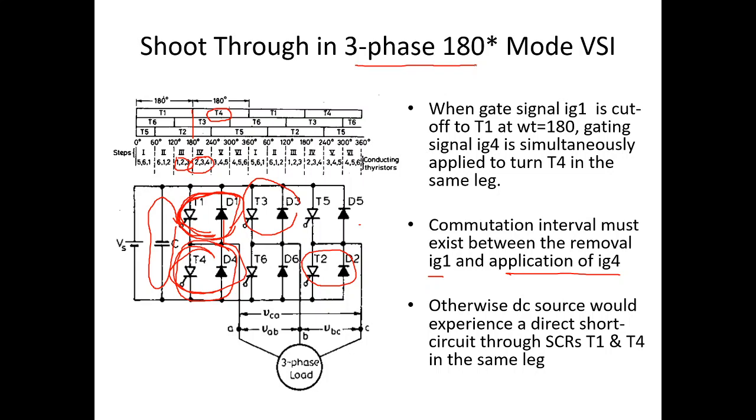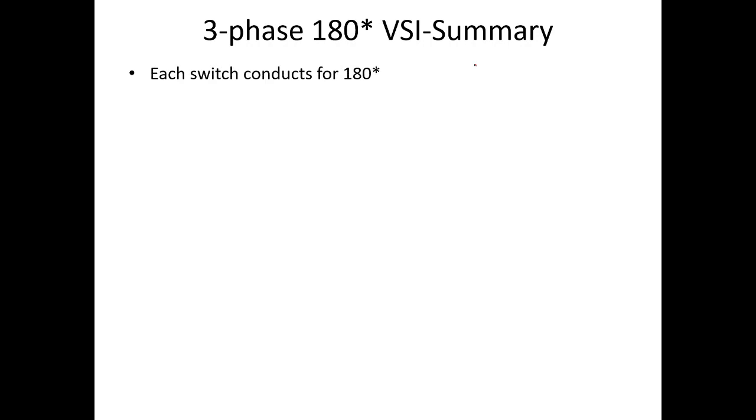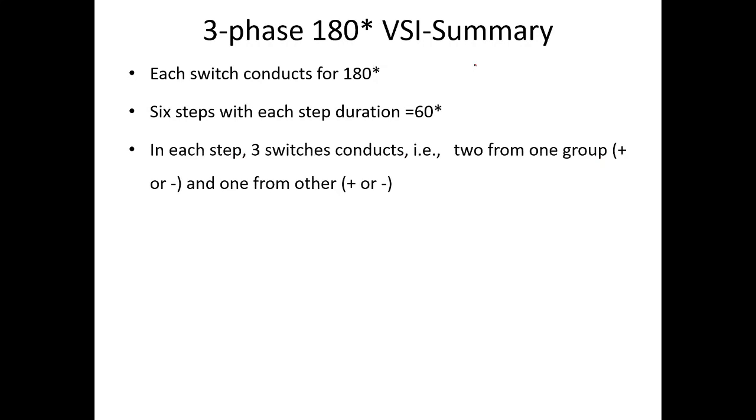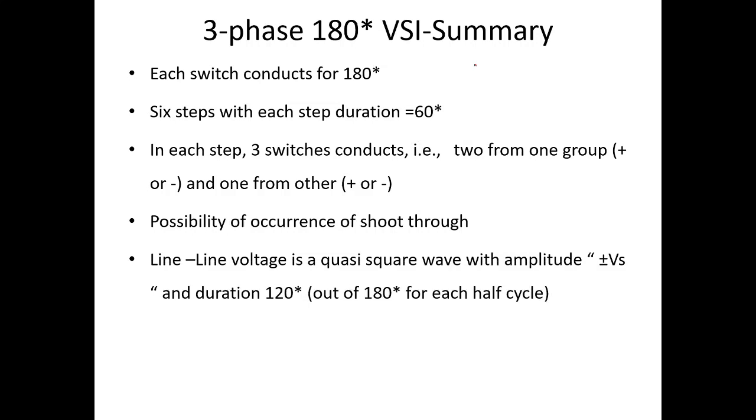Now, the summary of the 3-phase 180 degrees mode voltage source inverter. Each switch conducts for 180 degrees. There are 6 steps in each cycle, and each step duration is 60 degrees. In each step, 3 switches conduct, 2 from one group and 1 from the other. There is a possibility of shoot through in 180 degrees mode operation.